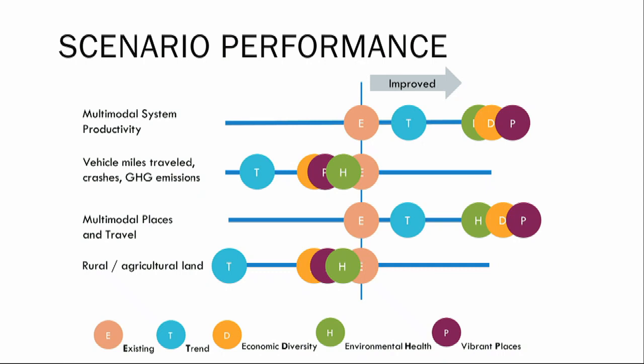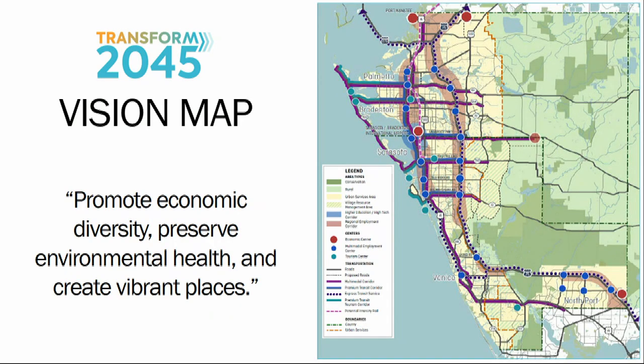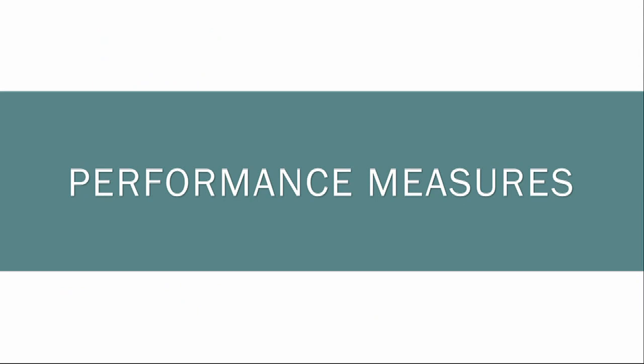And we ended up adopting a plan that sort of took the best of all of the scenarios and put them into a future that identified places where we would focus on placemaking, corridors that we would try to enhance transit on, et cetera. And so these were visualizations that helped our public and our elected officials understand and adopt a plan that will move us to the future.